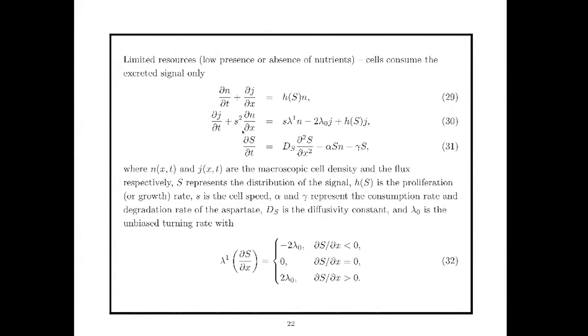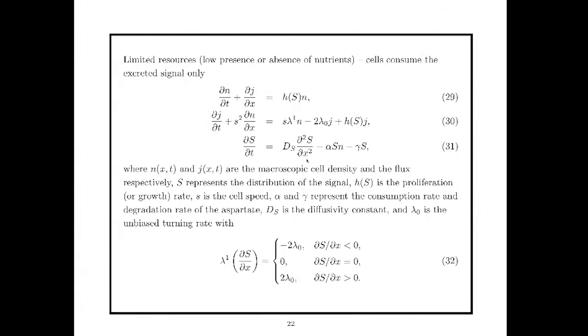We have a proliferation or growth rate, which is a function of the distribution of the signal itself. We have the speed of the cells. We have the consumption rate, degradation of the signal, and so on and so forth. This is a particular system that we're looking at, which only has the signal. We don't have equations governing the distribution of food. So this particular case is a case of starvation, where we have the low presence or the absence of nutrients.